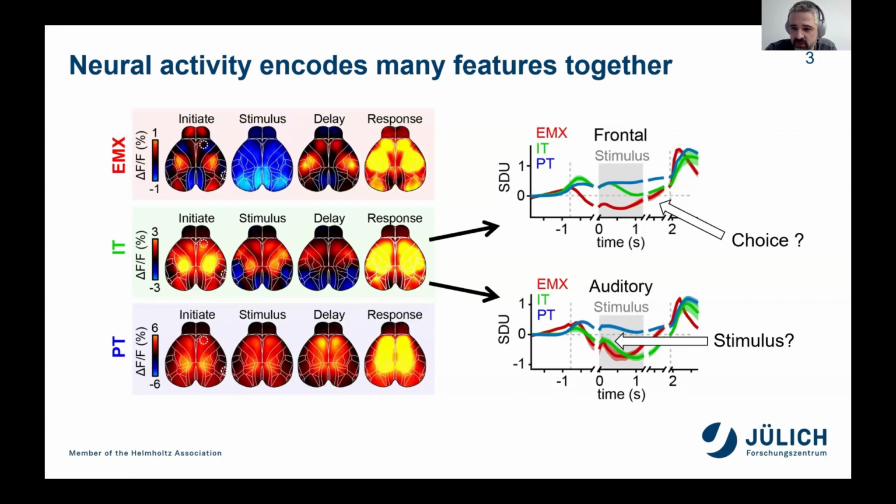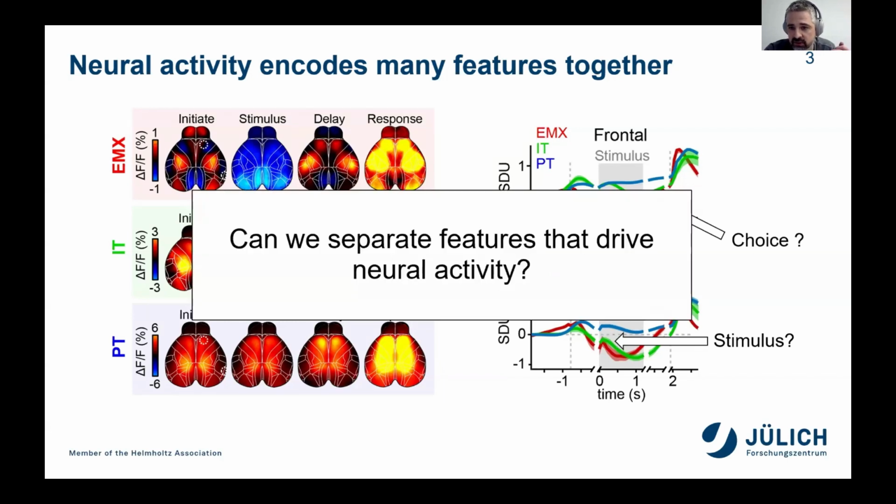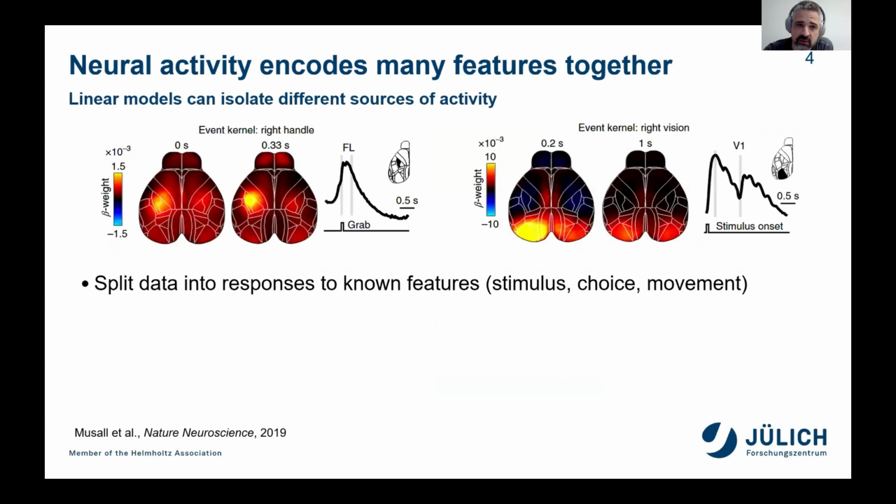But overall, you can tell that there's many different things going on, and we wondered if there's a way to separate the features that drive these differences in neural activity. So can we somehow unmix them? And the answer to that is yes. We can use these linear encoding models to try to isolate different features that drive neural activity and then split them out so that we can look at the responses to these different features in isolation.